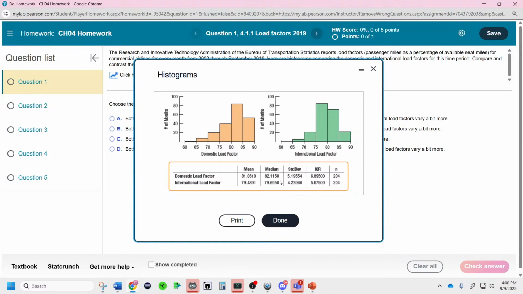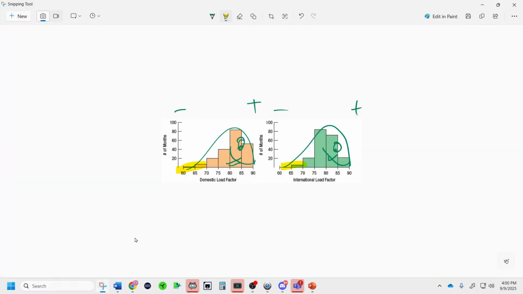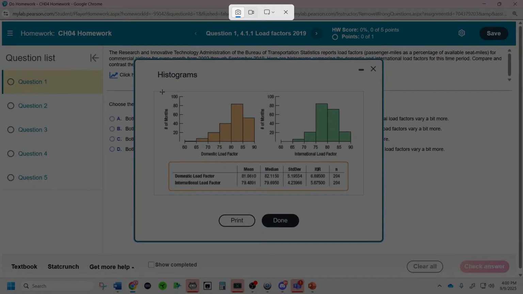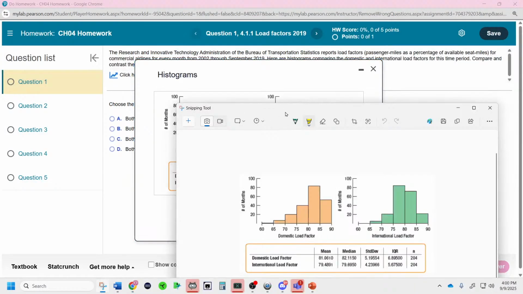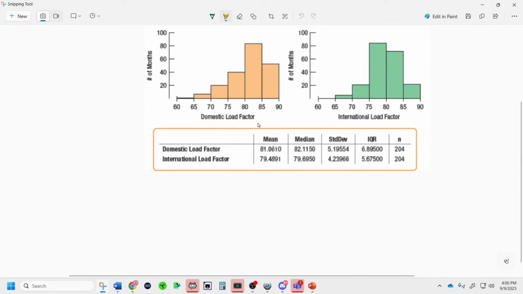What else we got going on right here? The median is higher for the domestic. Median is lower. And these are side-by-side histograms. So there's higher median for the domestic and more spread. And seen everywhere. So typically domestic is higher with a greater spread. Domestic is higher with a greater spread. Lots of measures show that.